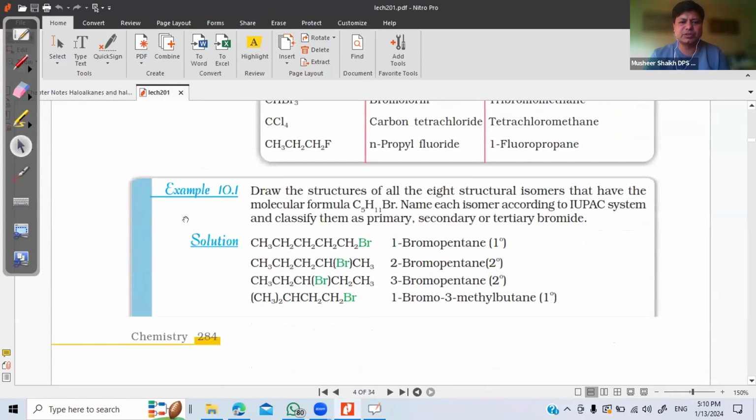See, this type of question will usually come: draw the structures of the structural isomers of a compound like C5H11Br.